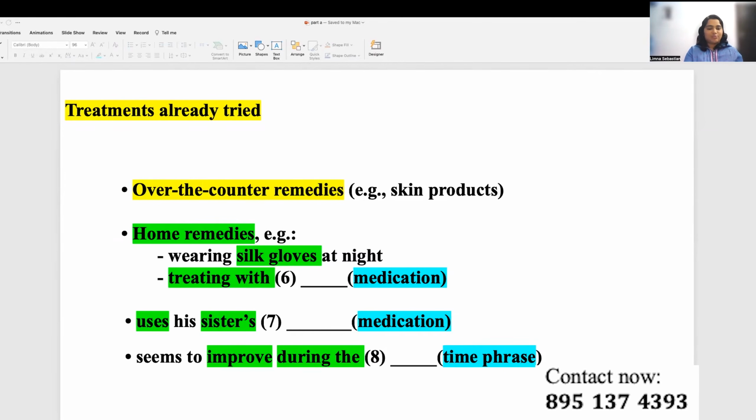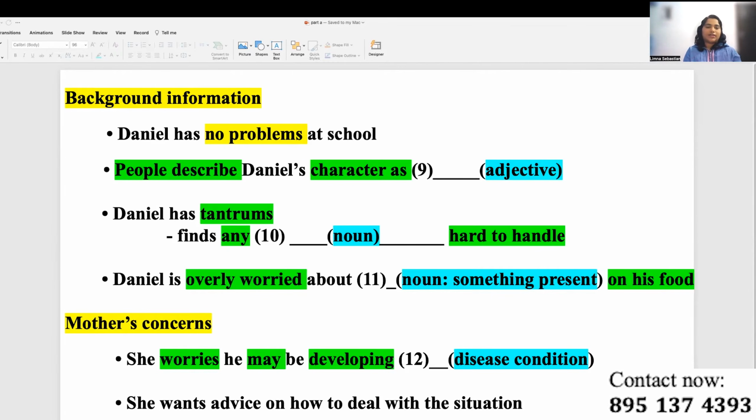Okay, we will move to the next slide. Here the heading is background information. So the mother is telling about the background information of her son. First one is Daniel has no problems at school. So no problems, that is also one keyword, because we should listen for that, because the next one is our answer coming. And people describe Daniel's character as.